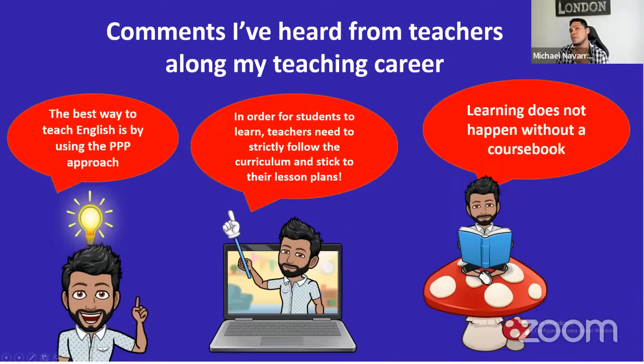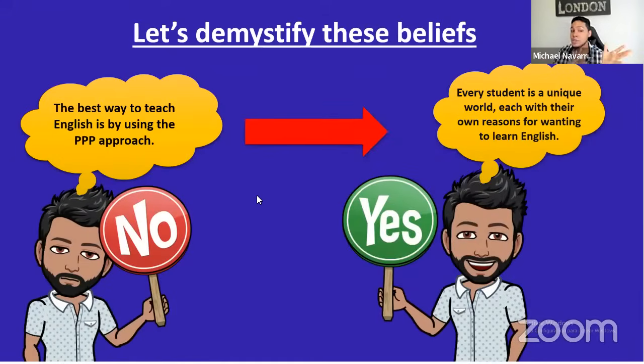So let's see. I'm going to challenge your perspectives a little bit because we as teachers need to be open-minded. Remember that each student is a unique world. Each student learns in a different way, right? So let's demystify these beliefs. Let me show you. The best way to teach English is by using the PPP approach. Now, every student is a unique world, as I have said previously, each with their own reasons for wanting to learn English.